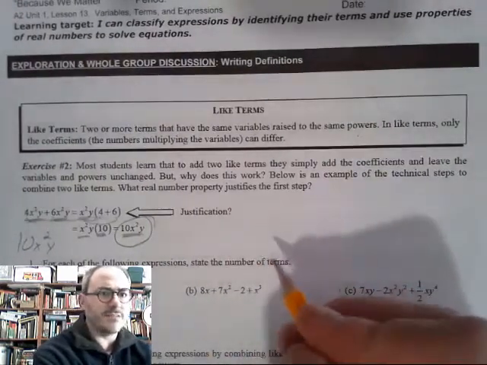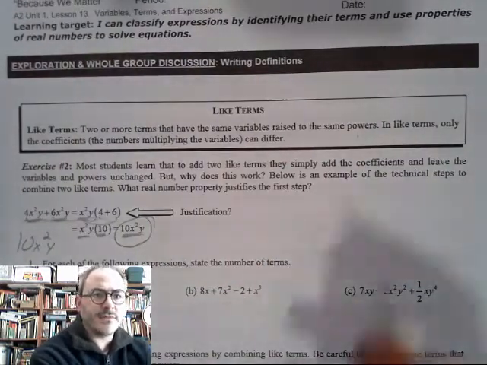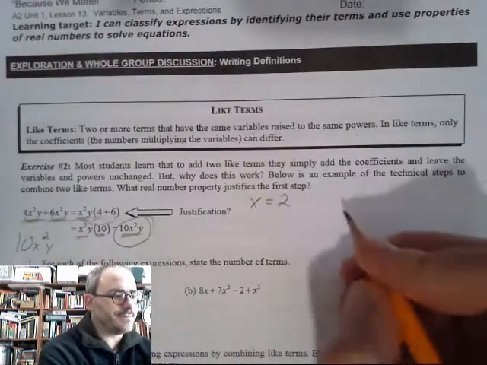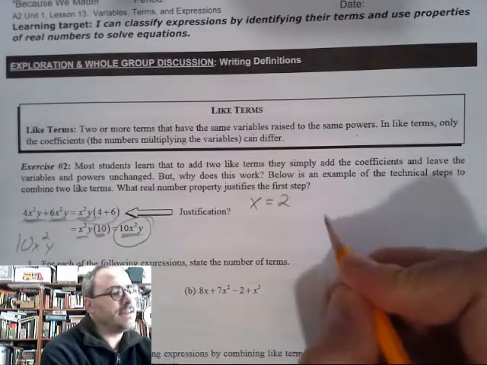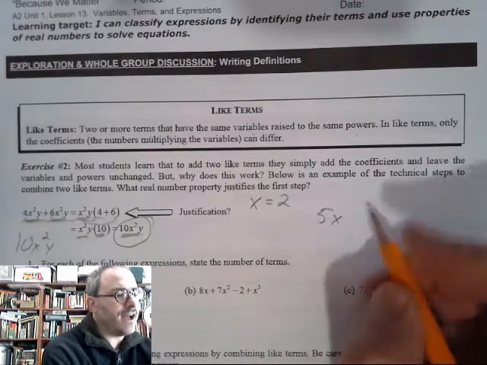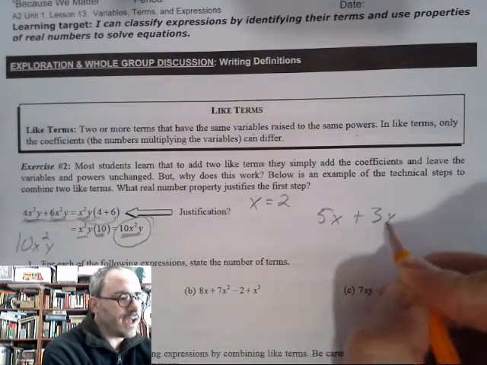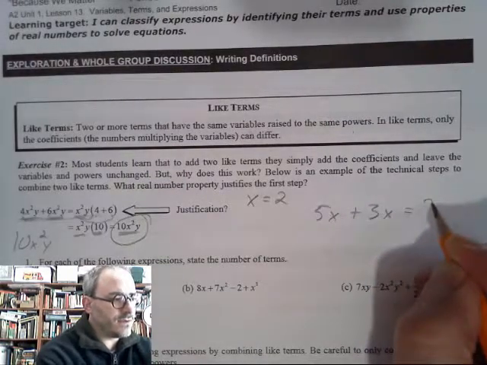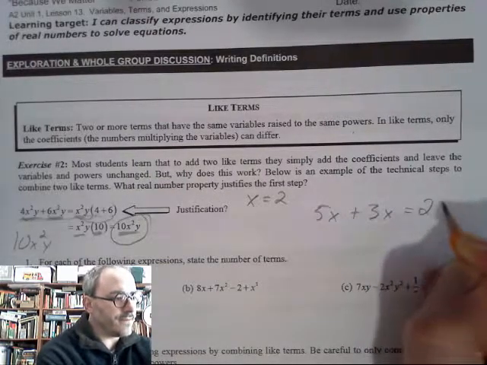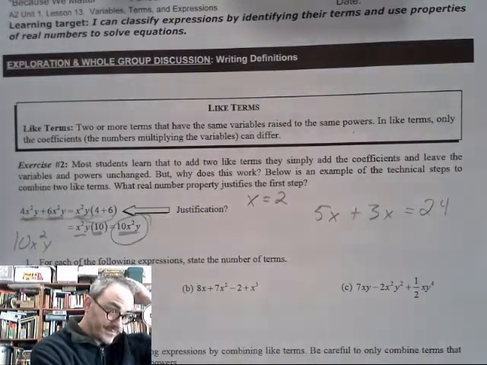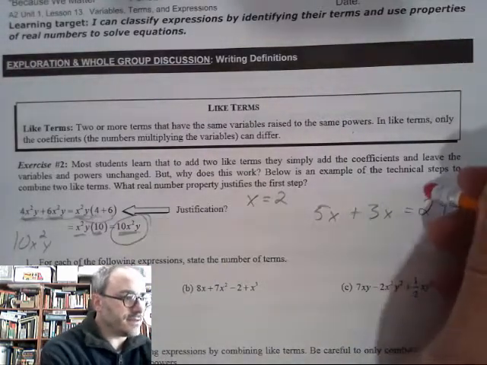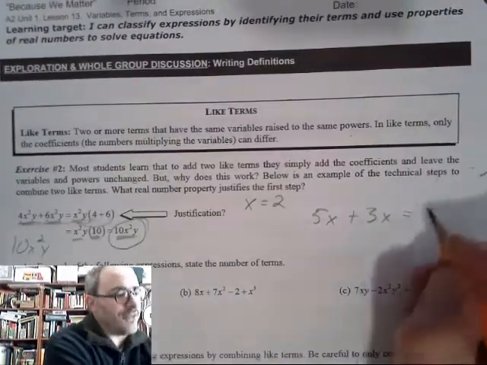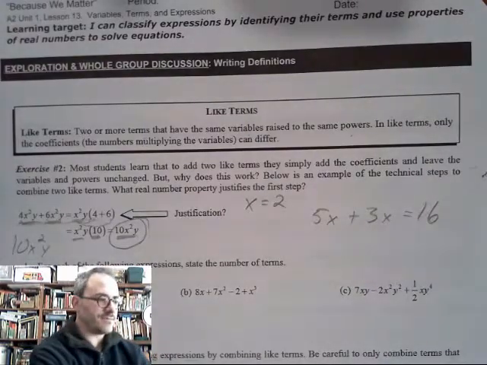Or maybe to simplify this a little bit more, what if x is 2? Let's say x equals 2. And let me say I have an expression 5x plus 3x, and it's going to be equal to... sorry, trying to create an equation on the fly here.